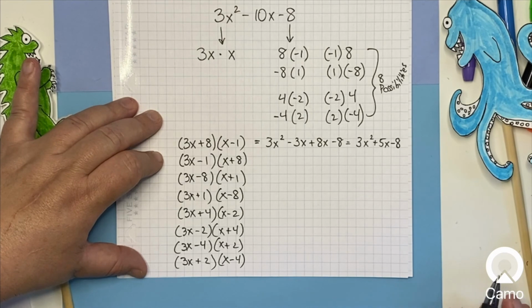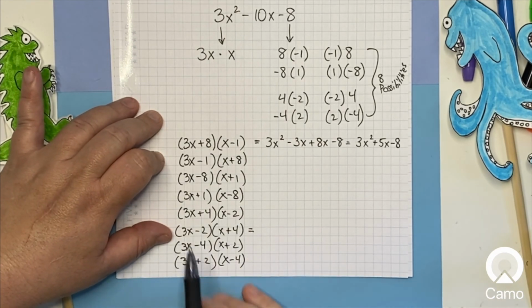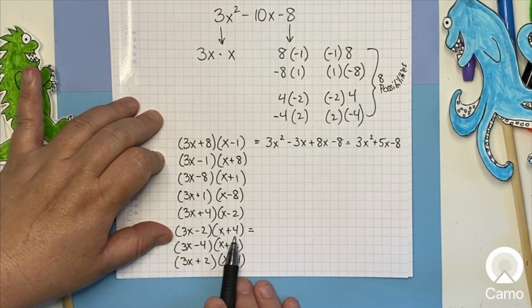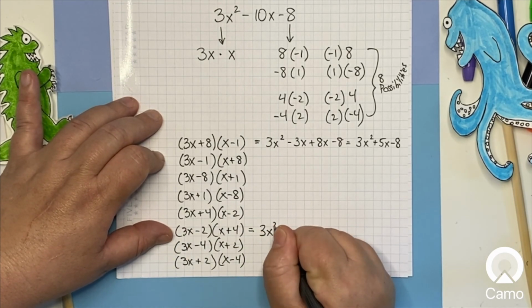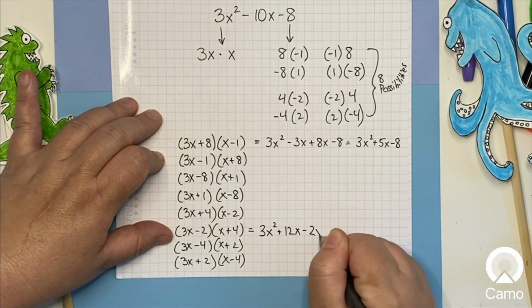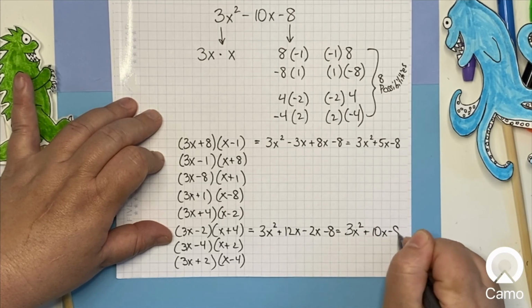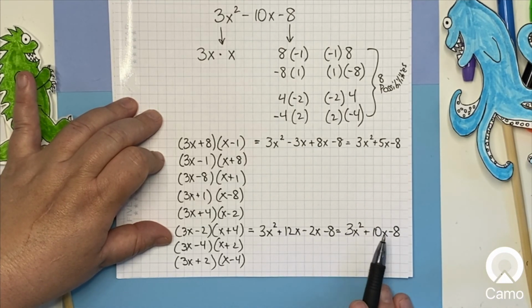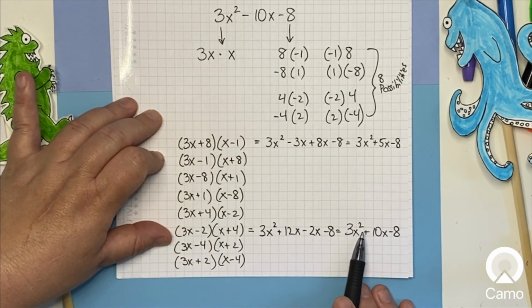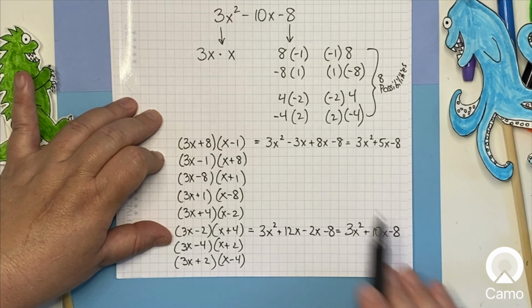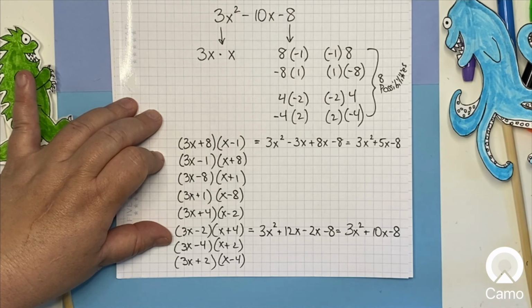But let's say we got all the way down to here, or I wrote these all out and I was like, hey, I want to try this one down here. I get 3x squared plus 12x minus 2x minus 8, which is 3x squared plus 10x minus 8. And I look back up and I said, ooh, did I get it? And I see that I am very close. The difference is I got plus 10x instead of minus 10x. And so now I realize what I actually need to do is switch this to a minus, which means I need to take the -2 and make it a +2, and I need to make the +4 into a -4.